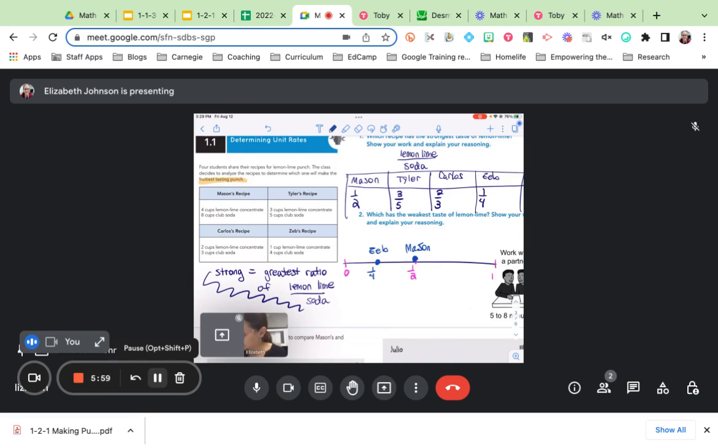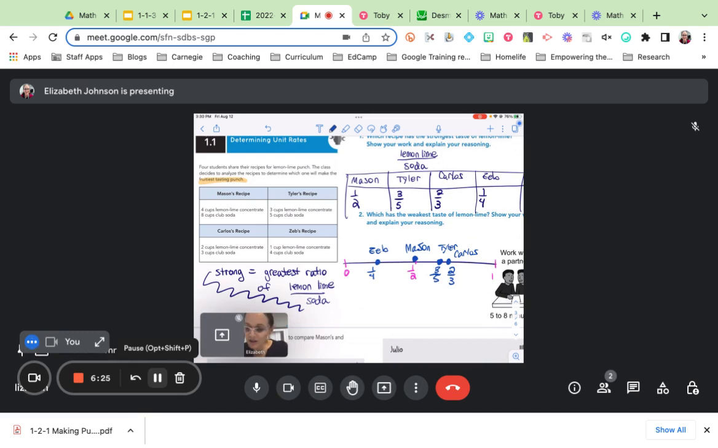3/5 is a little bit bigger than 1/2, and I'm just using my number sense here. So that means Tyler's goes here with 3/5, and 2/3 is just a little bit bigger than 3/5. So here's Carlos with his 2/3. And we could actually use cross products to compare those if we wanted to. But for now, I've just listed them in order on a number line here.